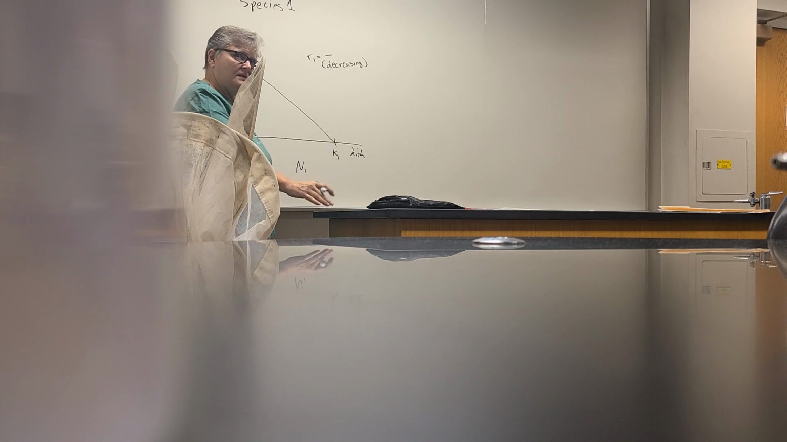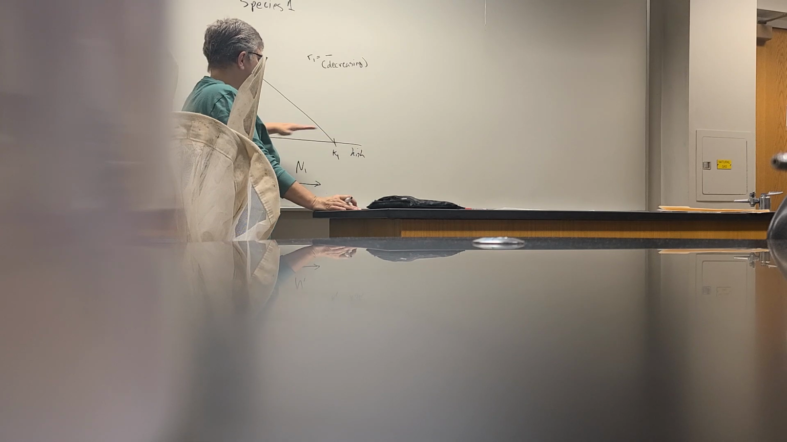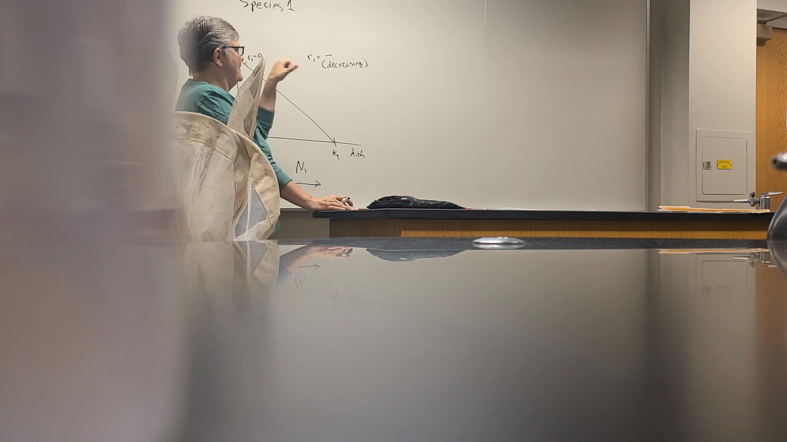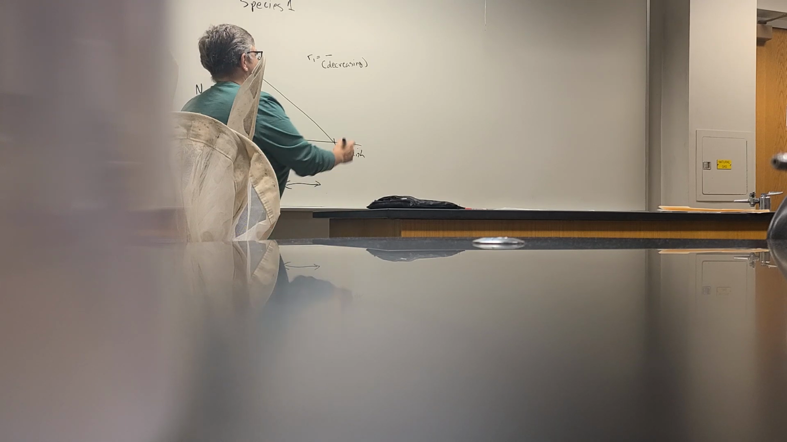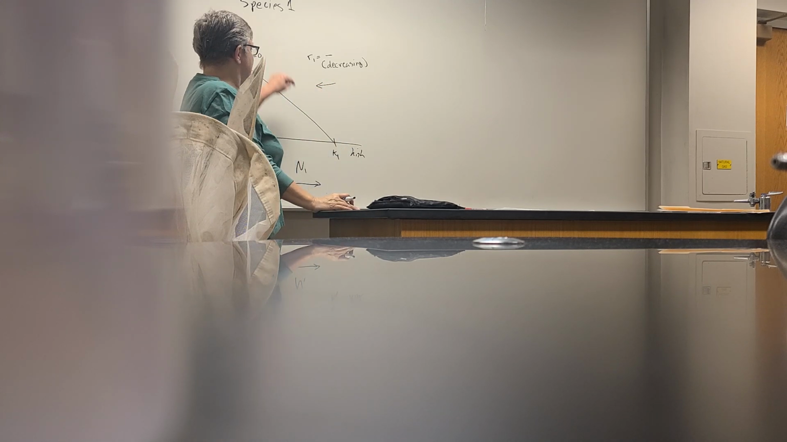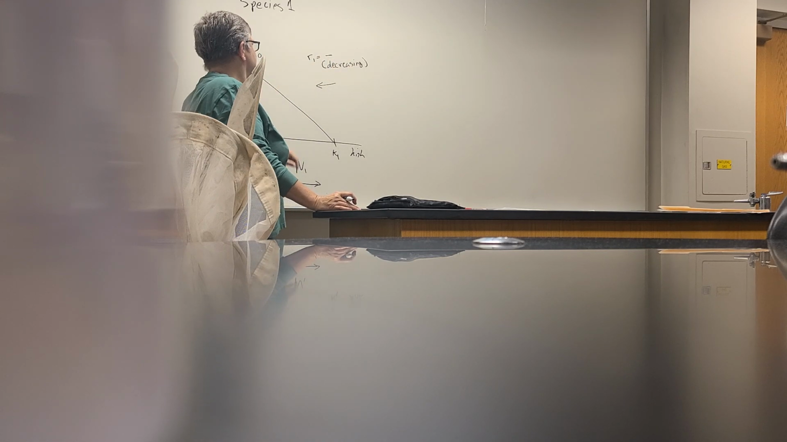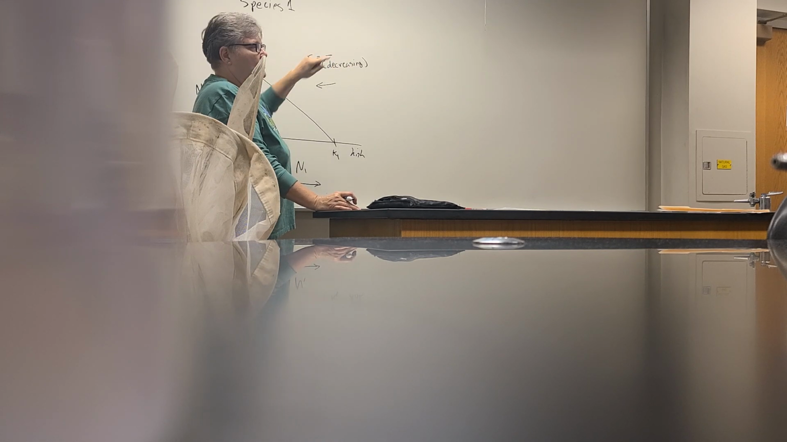And so, if N1 is moving back and forth in this direction, are we going to go this way or that way if we're decreasing? We're getting smaller numbers. This way. Right? And again, it doesn't matter where we are on the graph, as long as we are above this line, the R1 line, R1 is decreasing.